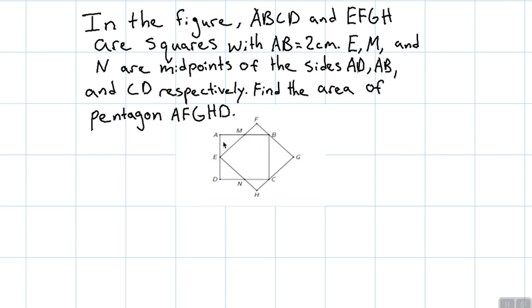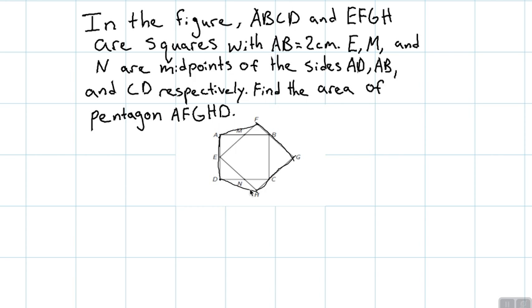So first, pentagon AFGHD, we can draw that in. Draw that side in there, side in there. That's going to be this figure here. Okay, this pentagon. We're going to find the area of that pentagon by breaking it down, finding smaller pieces of that area, starting with this square.